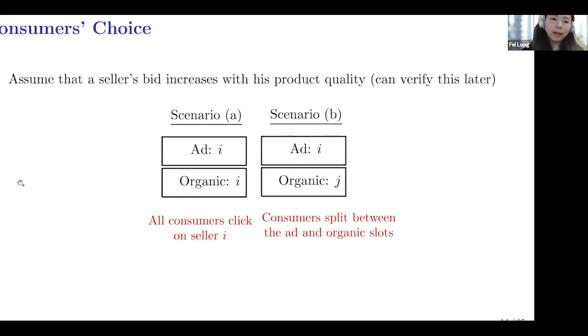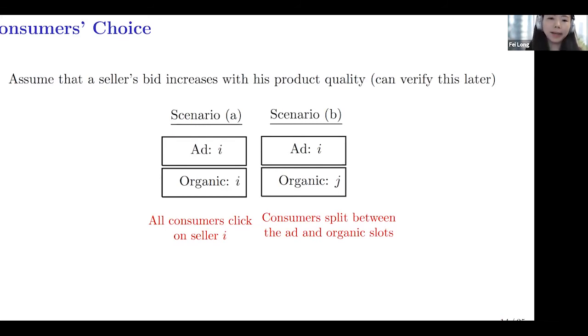Okay, so think about I'm a consumer, I search for a keyword. There's one ad slot, one organic slot. What could happen? There are two possibilities. It's possible that the same seller shows up in both slots, or different sellers. If it's the same seller, it's easy for consumers. I would just click on this seller. If it's different sellers, then I have to choose. And consumers will split: some consumers will go to the ad slot, some will go to the organic slot.